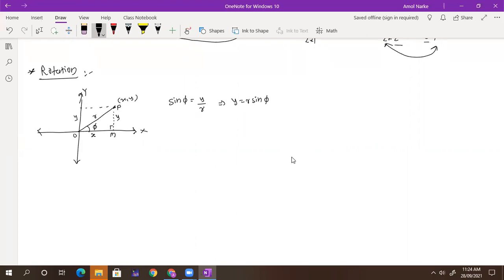What is my X equal to? For that purpose, we need to find cos phi. Cos phi is the adjacent side, X, upon the hypotenuse, which is R. So X upon R. Yes or no? So X is nothing but R cos phi. That you know already.